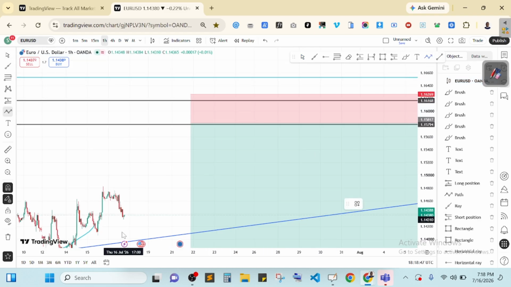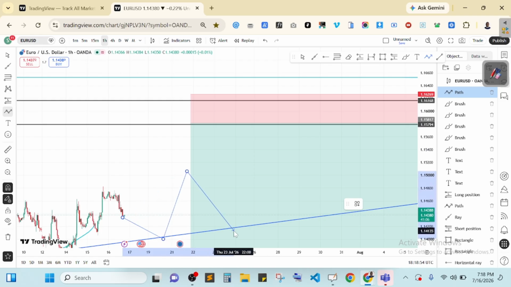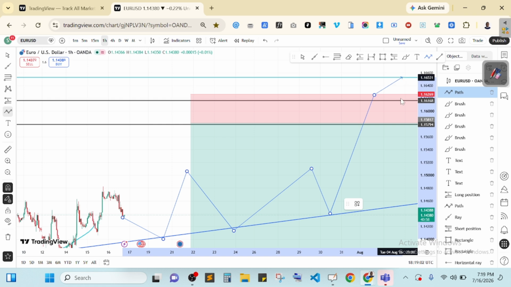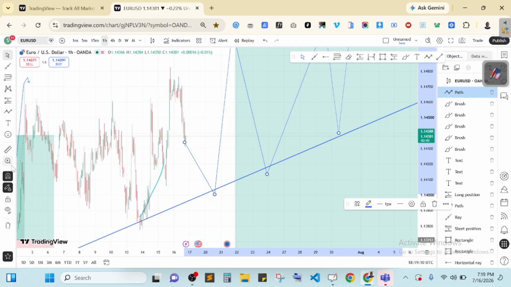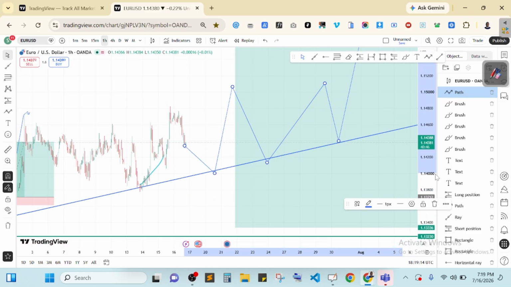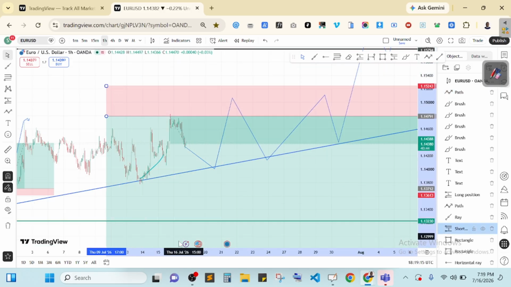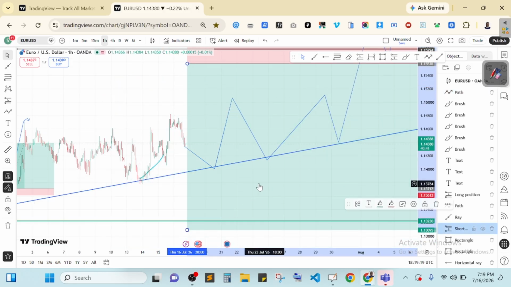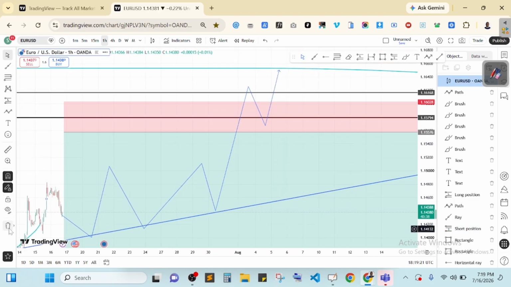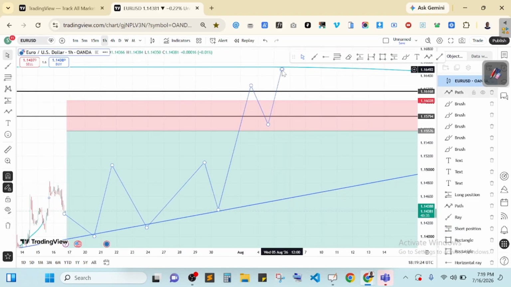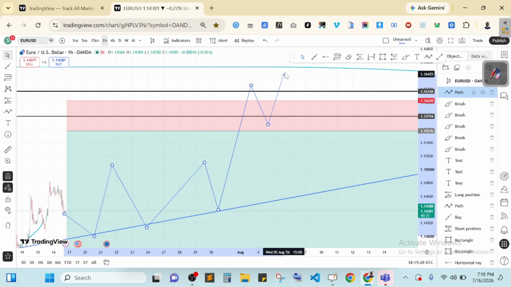So something like this cannot happen. Something like this can happen. It will just keep on moving and moving and moving until it gets to this region. So let me reduce this thing. So it's possible that the stuff we get here gives us something like this.